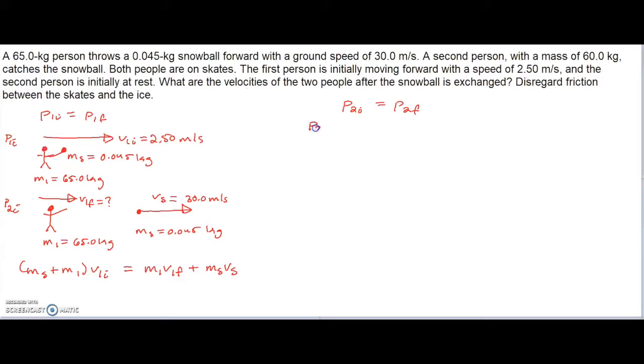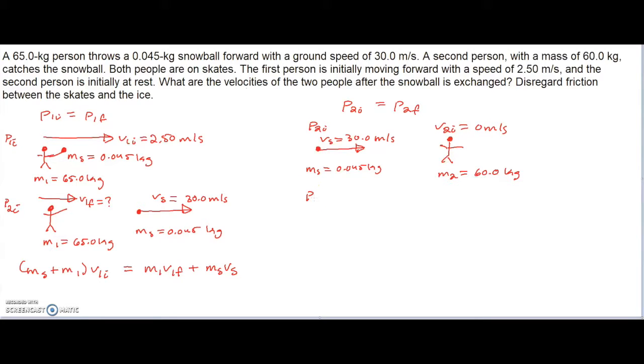So initially, the snowball is moving. Sorry, let me make that a little bit more straight. So now the snowball is moving at 30 meters per second towards the second person, with 60 kilograms, who is also at rest to start off with. So that means he has no momentum to begin with before the collision.